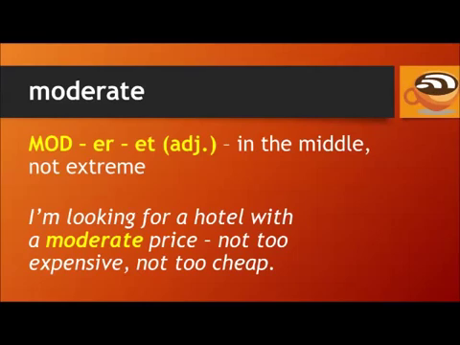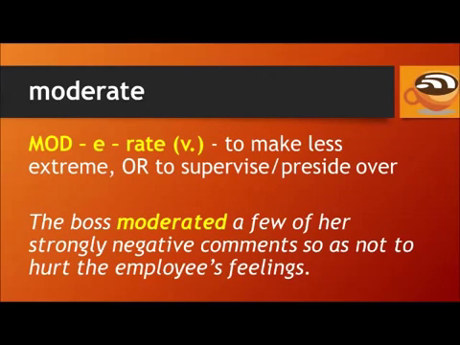Our next heteronym is moderate and moderate. Moderate is an adjective meaning in the middle, not extreme. For example, I'm looking for a hotel with a moderate price, not too expensive and not too cheap. Moderate is a verb meaning to make less extreme or to supervise or preside over. For example, the boss moderated a few of her strongly negative comments so as not to hurt the employee's feelings. This means she made her comments less extreme.